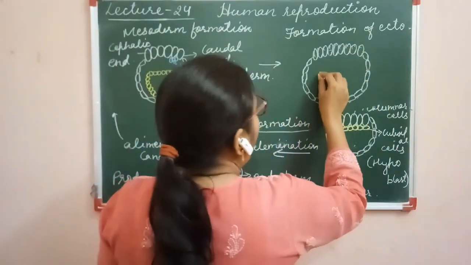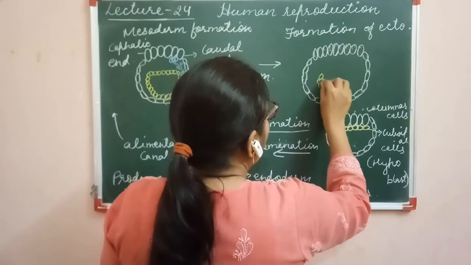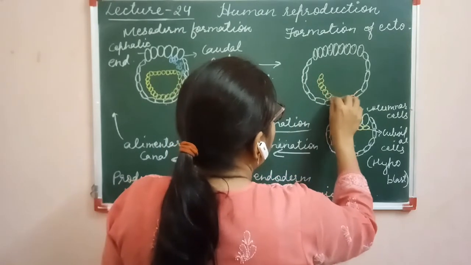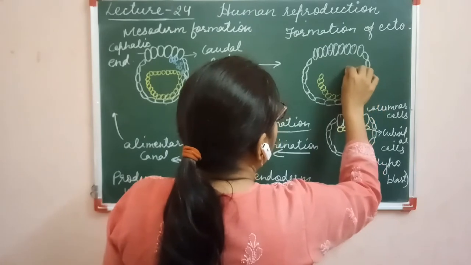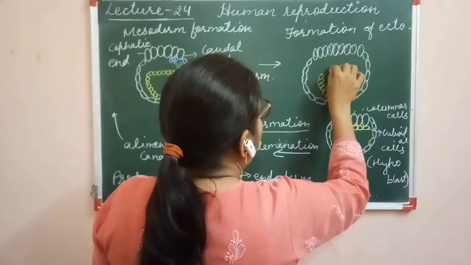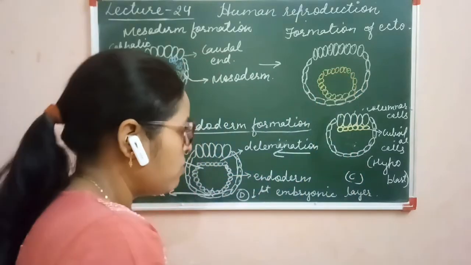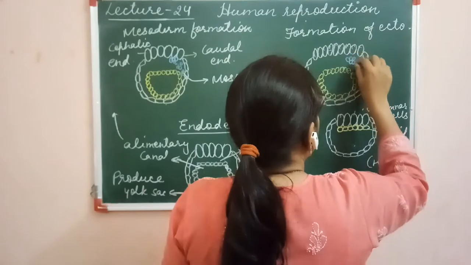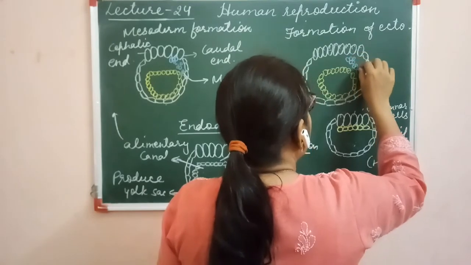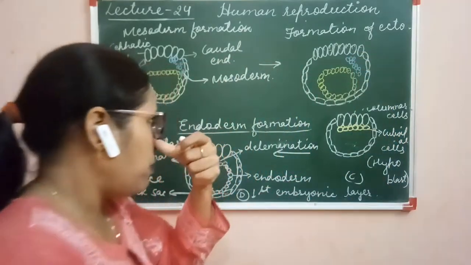Here the layer of endoderm is there. So this is the endoderm layer. This is the endoderm. And this is the mesoderm layer. These are the cells of mesoderm, and this will give rise to the mesoderm membrane.